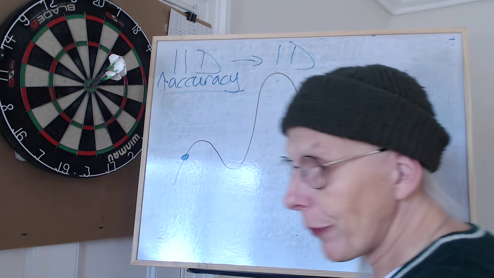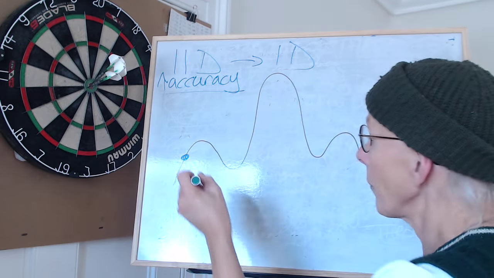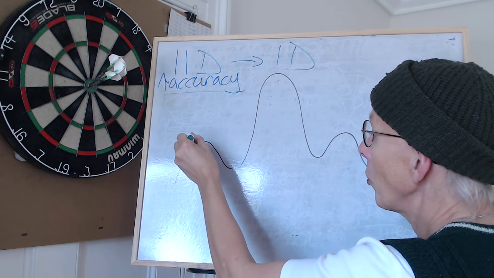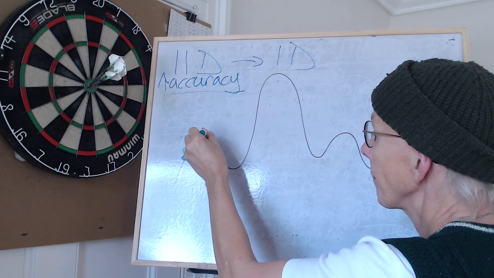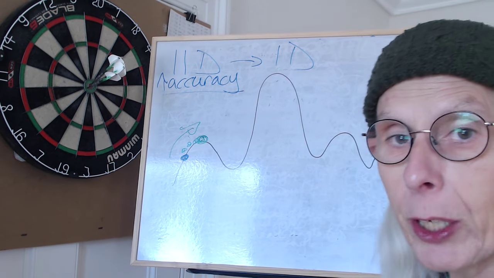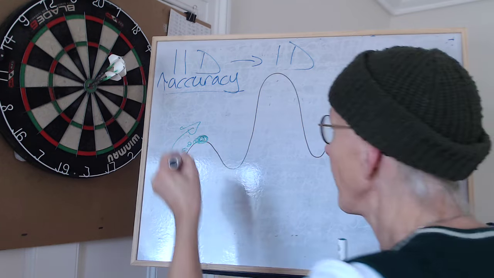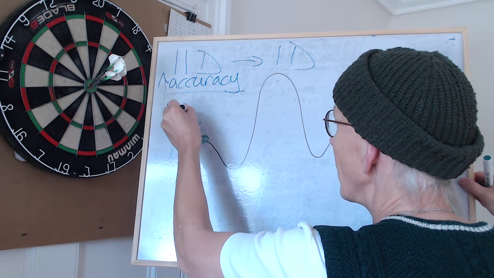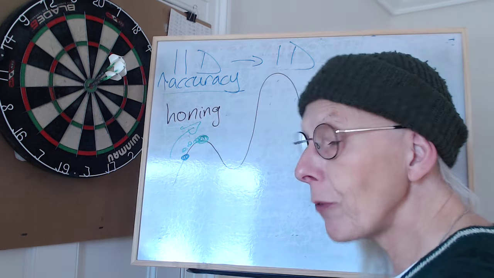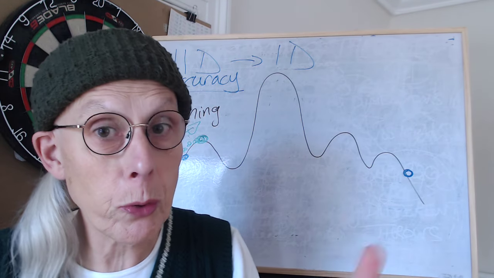And let's use a different color here. That is going to make you more accurate, and you're going to slowly make your way to this peak. And that might take you a few weeks, okay? And that's what I call honing that throw. And there's nothing wrong with that. That's perfectly natural. We all do that.